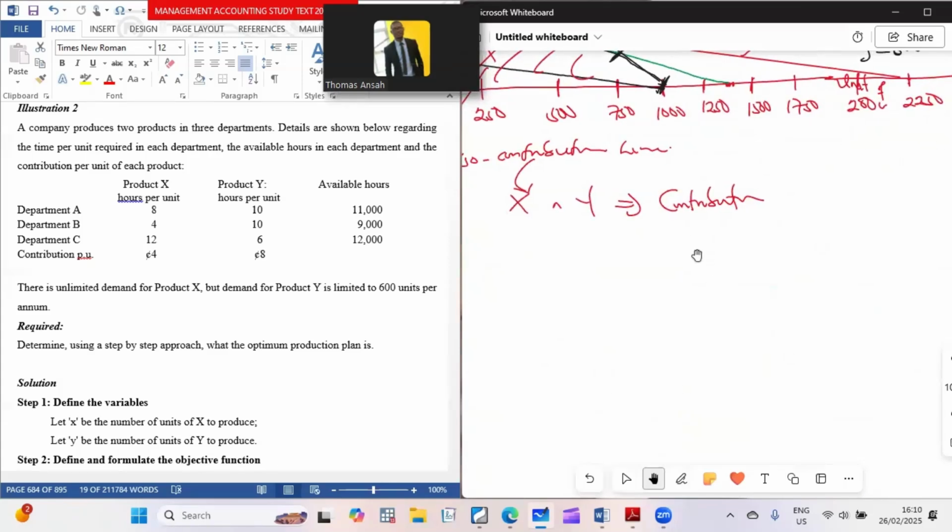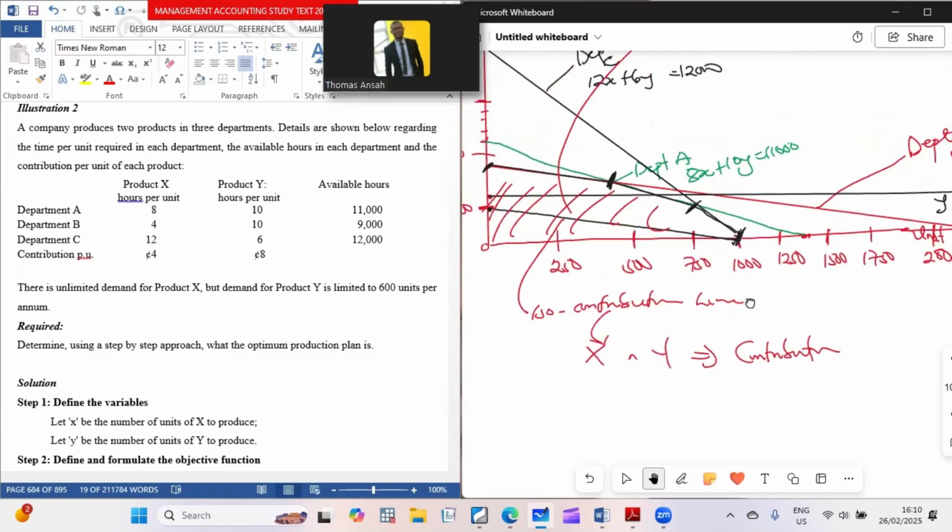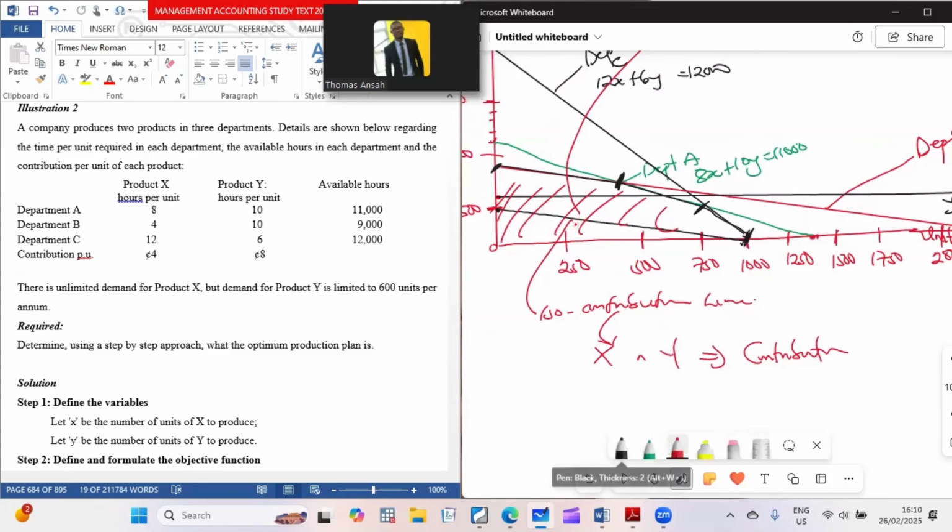All right, so by moving the ISO contribution line as far from the origin as possible while staying within the feasible area that I have, it means that you can only move the ISO up to only these places. That is the only place you can move the ISO. So by moving the ISO while staying within the possible range, you can find the optimum solution.